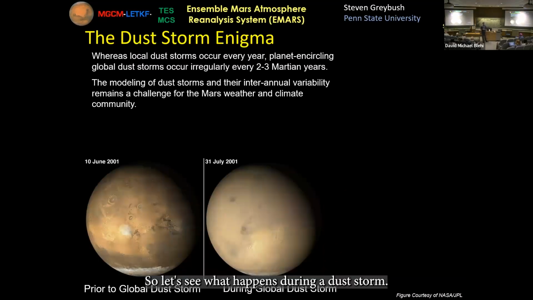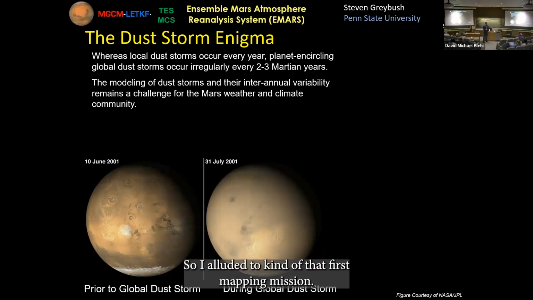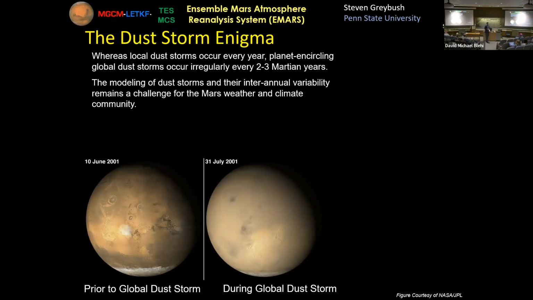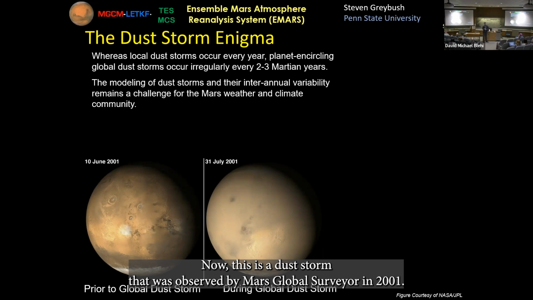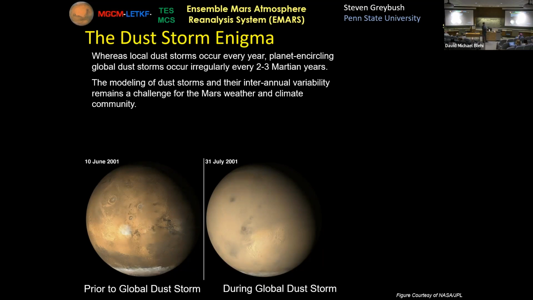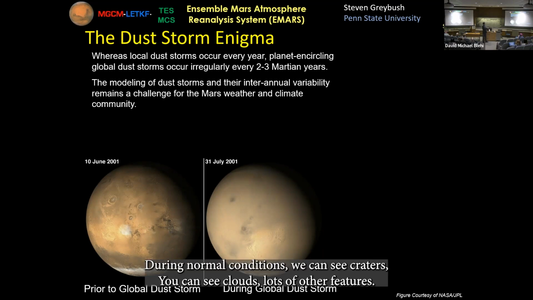Okay, so let's see what happens during a dust storm. All right, so I alluded to that first mapping mission. Now, this is a dust storm that was observed by Mars Global Surveyor in 2001. This is a view of the planet from space during normal conditions.